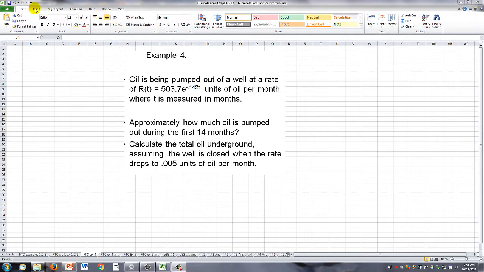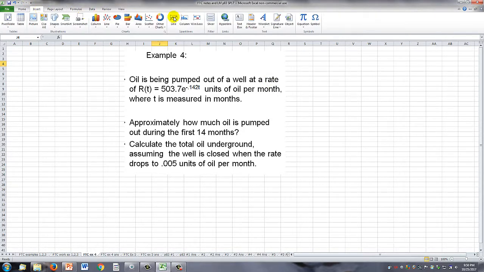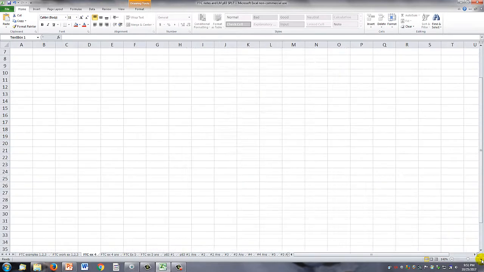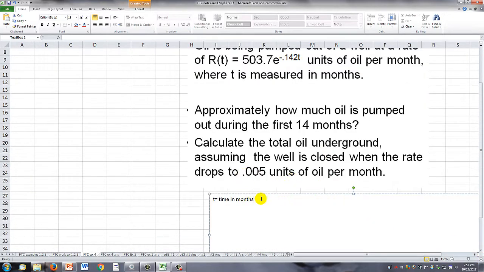So just like the first time we did a word problem with Riemann sums, it's so important to take stock and understand what your variables are. And so again, we're missing the prime here, and so that's not what you're going to be looking for. T is measured in months, so T is time in months. I feel like I need to make this a little bit bigger.